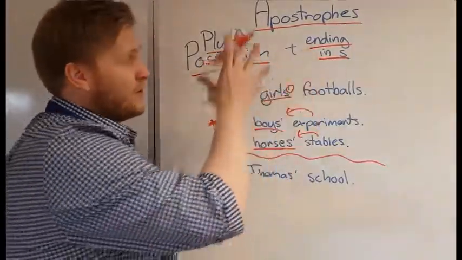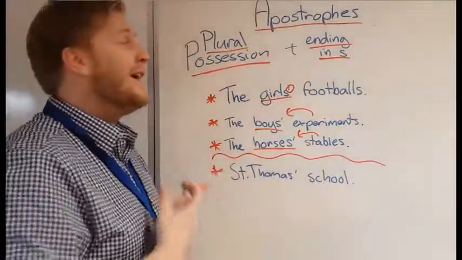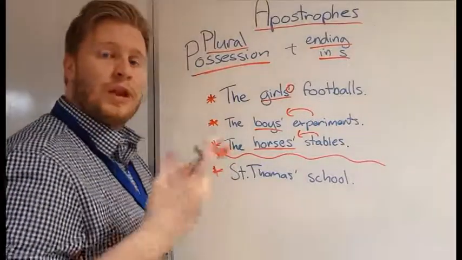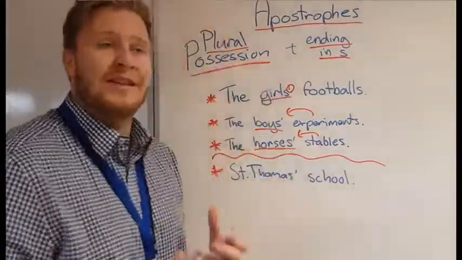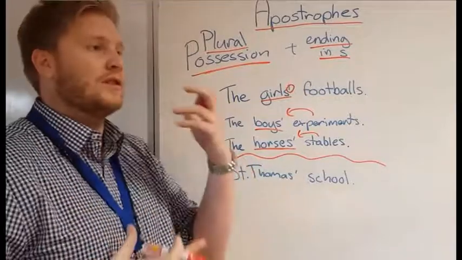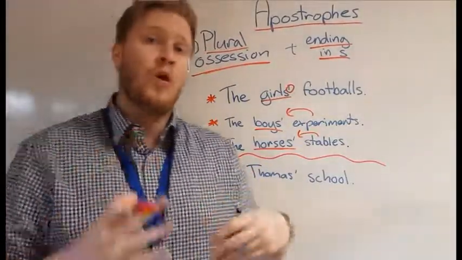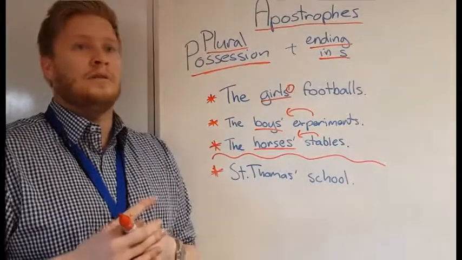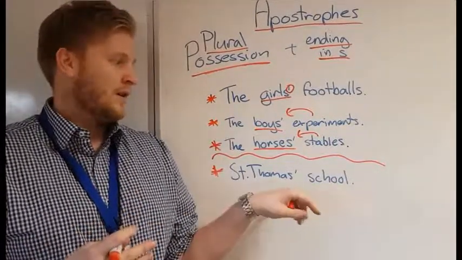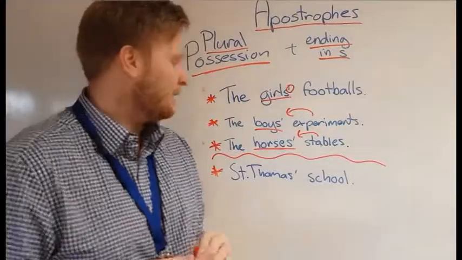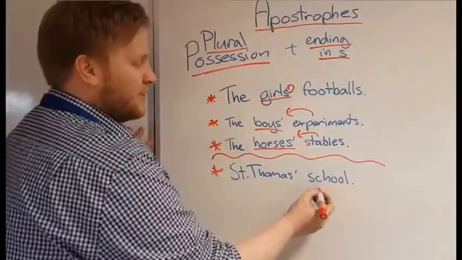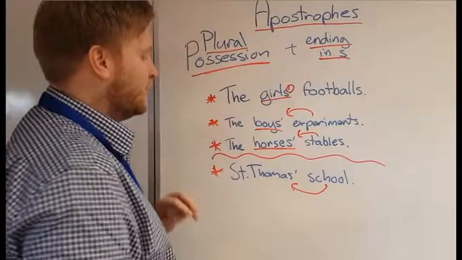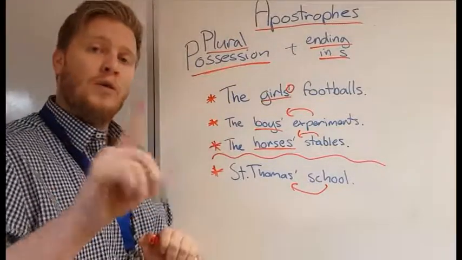Now, this is also the same if your word ends in S, and that's one of the easiest ways if you're thinking plural possessive and all this, that's language that's hard to understand. If your word ends in an S and you need to add an apostrophe, we add it afterwards, okay? So, this school, St. Thomas's School, it's a school that belongs to St. Thomas. Now, there's not more than one St.